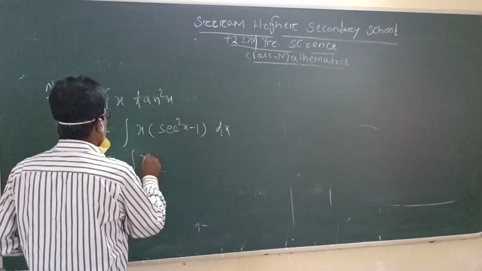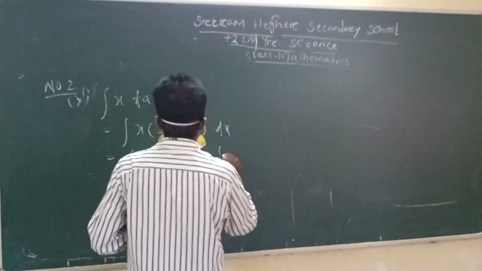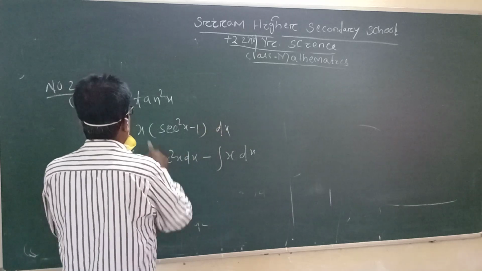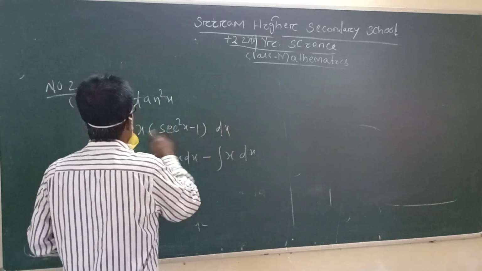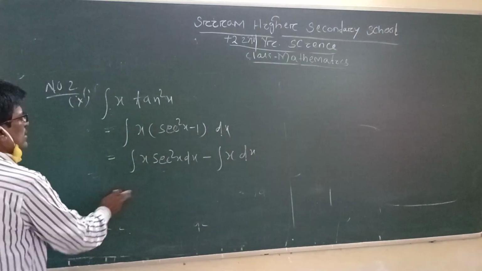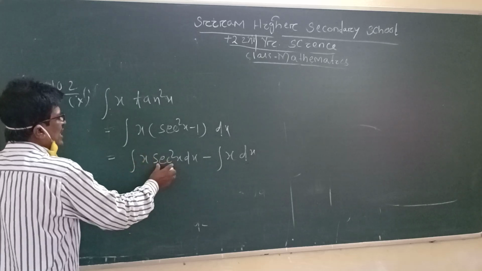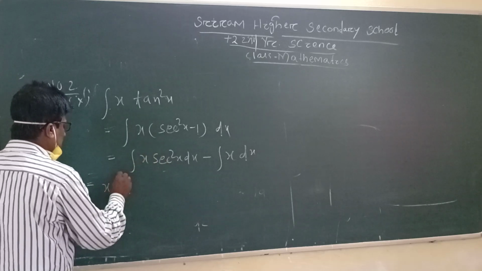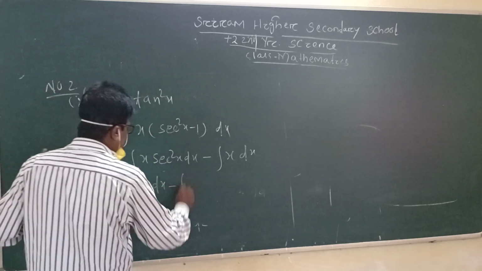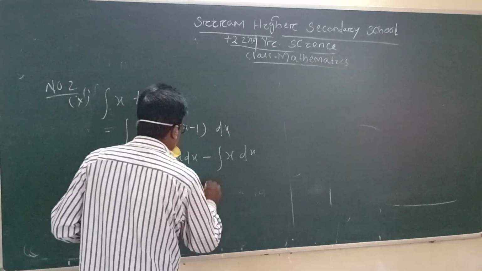So that becomes x sec square x dx minus x dx, because x multiplied with 1 is x dx. Now integrating by parts. X is the first function because it is algebraic and that is trigonometry. So the algebraic function is first and then the trigonometric functions. X is the first function, then the integration of the second function, minus the integration of the derivative of the first function. You know the derivative of x is equal to 1. Then the integration of sec square x dx.